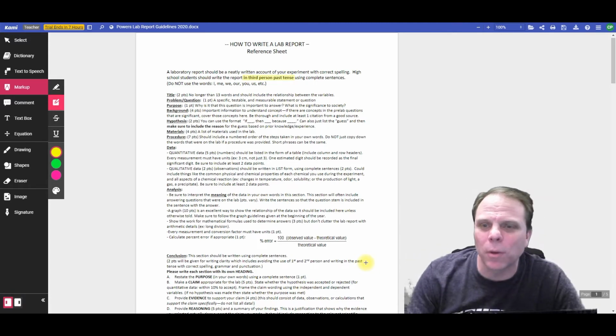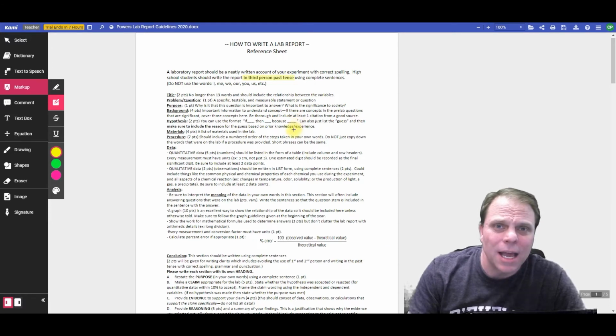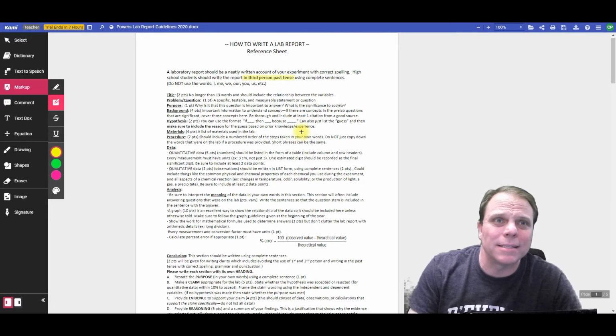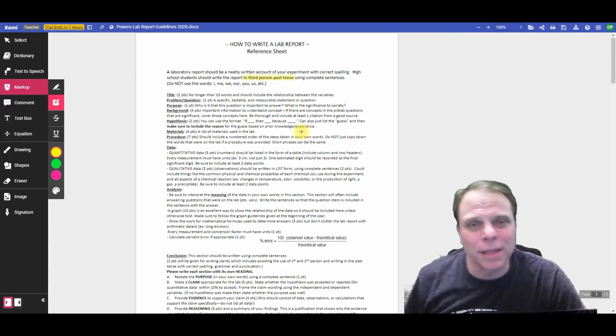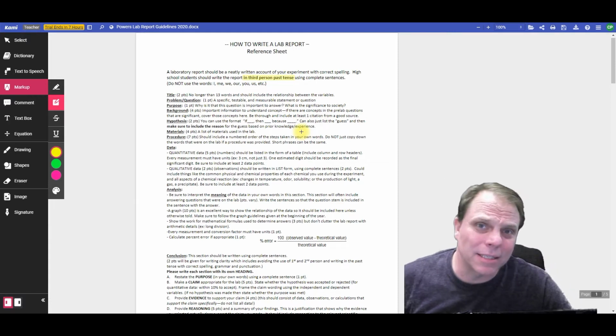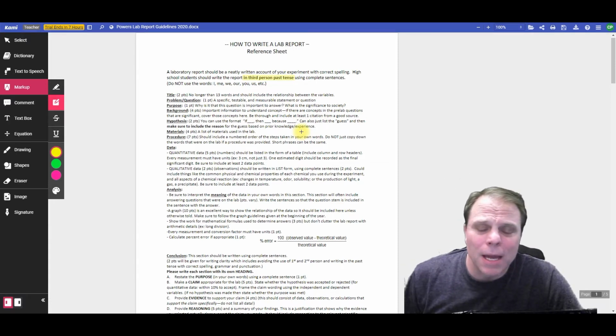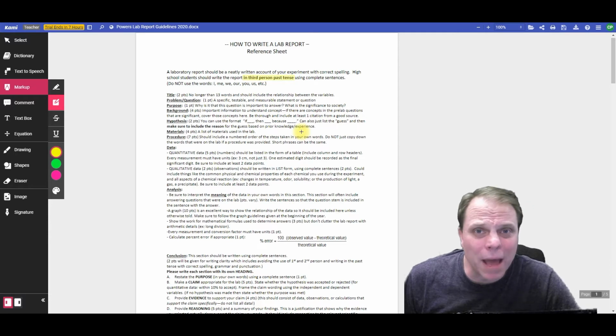The other thing we want to do is we want to write in past tense. So we want to write as if this has happened in the past, even if you're writing it as instructions to help somebody else to do it. So we say things in past tense and in third person. So we want to start with the title.